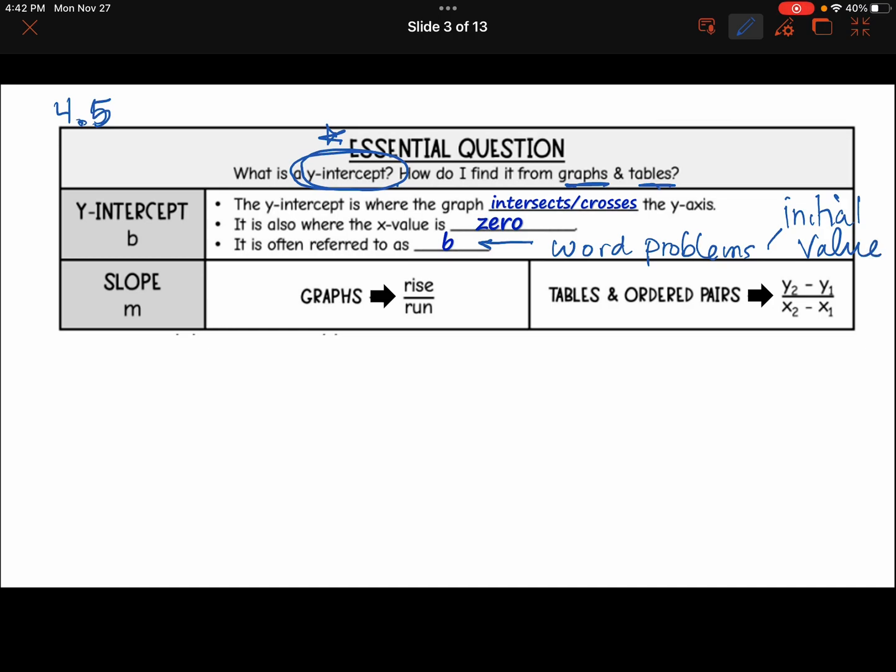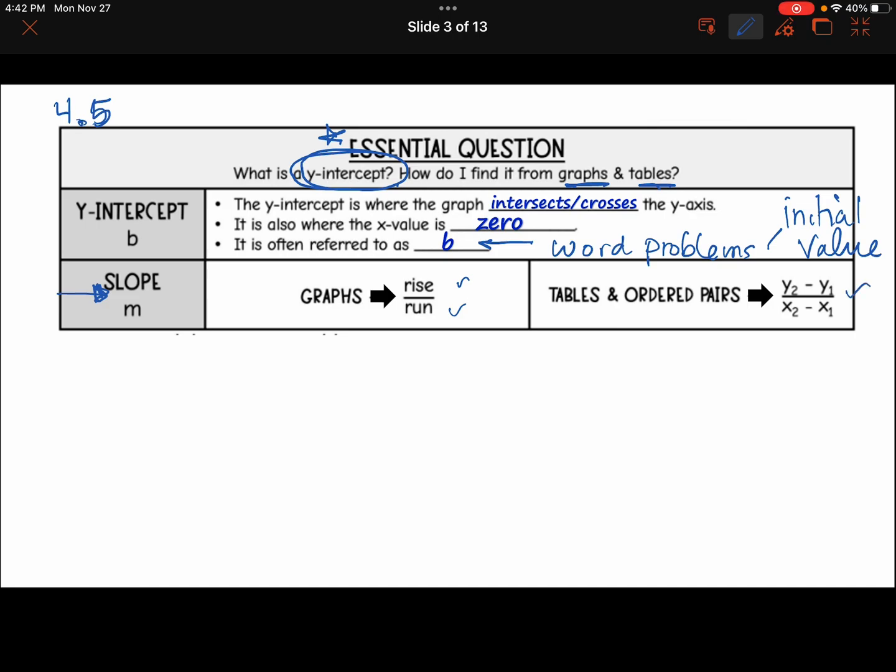So yesterday we did the riding up the ski lift, and we said, hey, at 0 time on the lift, you want to be at 0 spot on the ground. So that was the initial value. How do you find the slope? Well, we've talked about this for days. This was on the quiz. Slope can be rise over run, or we can use the formula to subtract it.